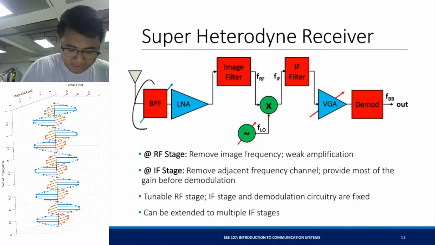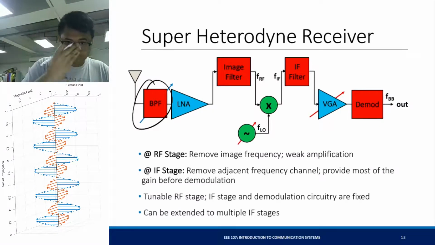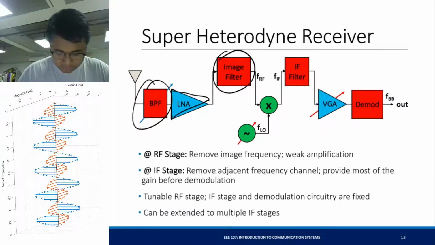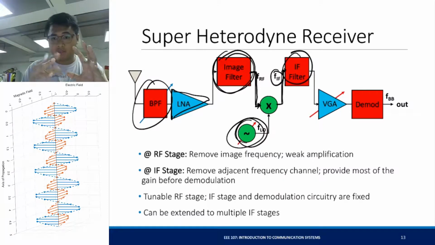So we can have only one filter at the RF stage. And then we have the image filter after amplification to reduce the image. After this, to reduce the image before the local oscillator. After this, we look at the intermediate frequency. And using a filter again, we can reduce the interference that is experienced by our signal. And this is the use of a superheterodyne receiver.